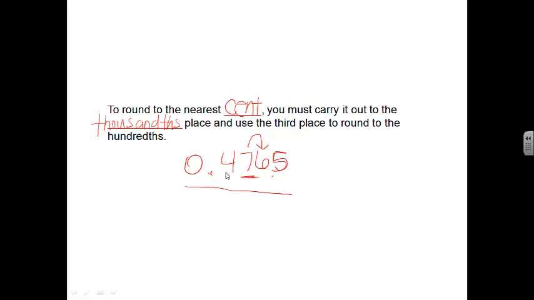So if I got this long number, what would I round to? Very good. It would be 48 cents. Okay? So that would be rounded to 48 cents.